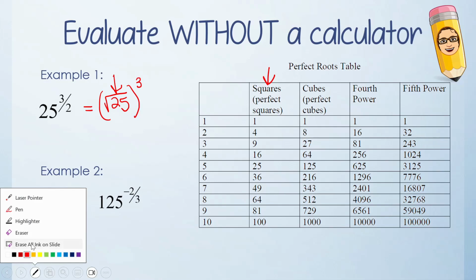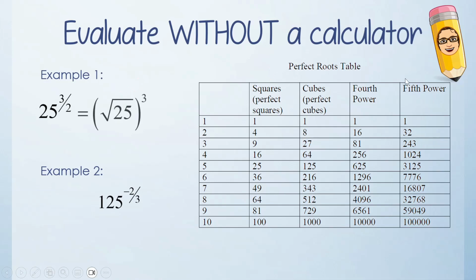I'm going to do a little bit of cleaning because I think I have this all popping up. There we go. So I want perfect squares. I want to get down to 25, and I'm going to find that to be a 5. So that means I now have 5 cubed. So now I'm going to look at the 5 row and the cube row and see where those two line up. And I'm going to get an answer of 125.